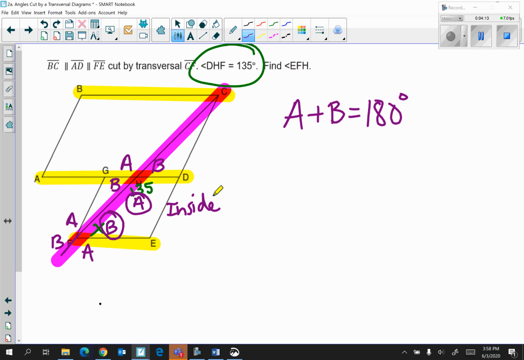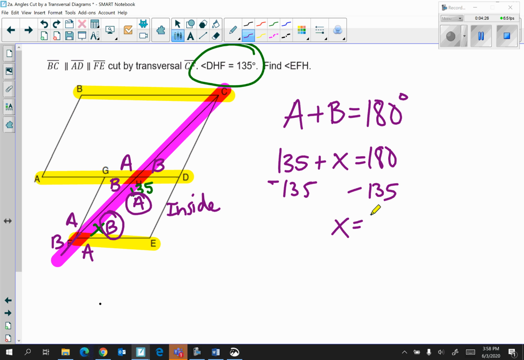So I have 135 plus x is equal to 180. Subtract 135 on both sides, and x is going to be equal to 45 degrees. So therefore, angle EFH is equal to 45 degrees.